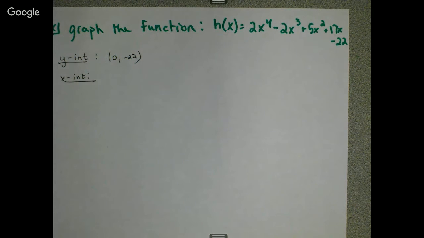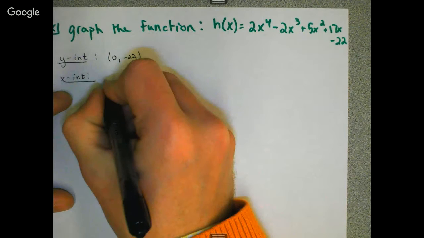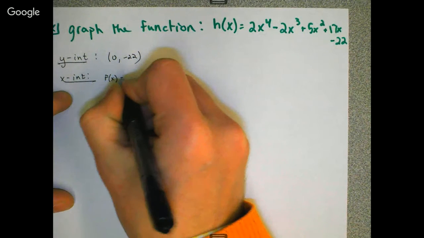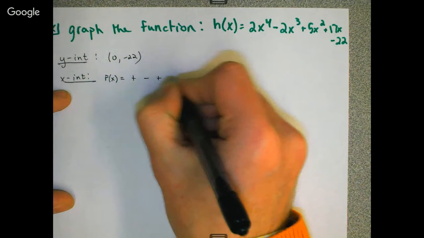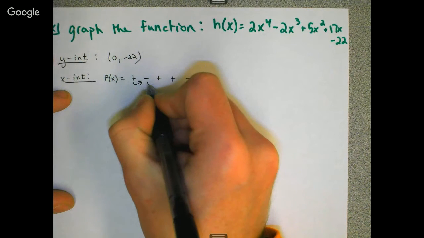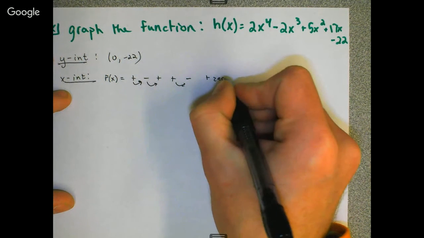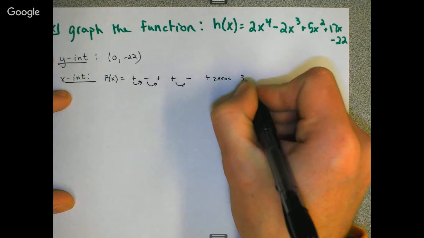That's what this whole section 4.4 is about. So we want to look at our sign changes. So f of x, that's plus, minus, plus, plus, minus. So that's 1, 2, 3. So positive zeros are 3 or 1.